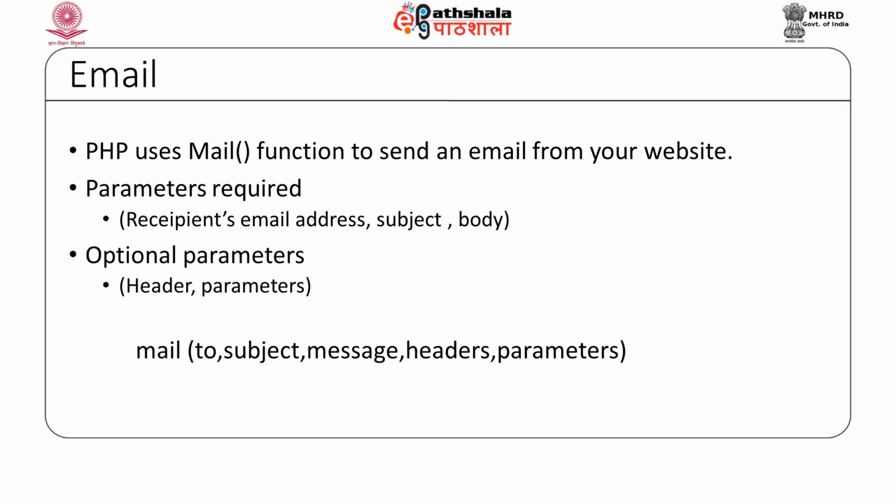Mail function. The parameters required are the recipient's email address, subject and body, and the optional parameters are the headers and parameters. So, the mail function has in all 5 parameters: to, subject, message, headers and the parameters.